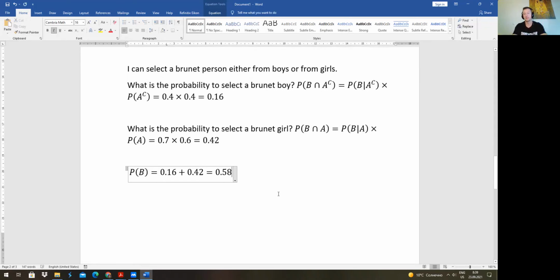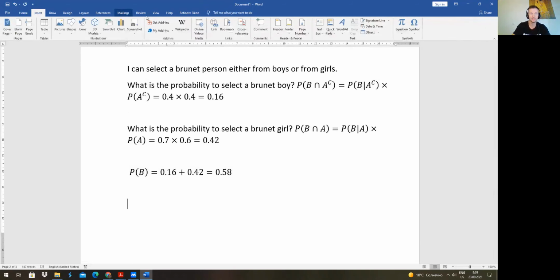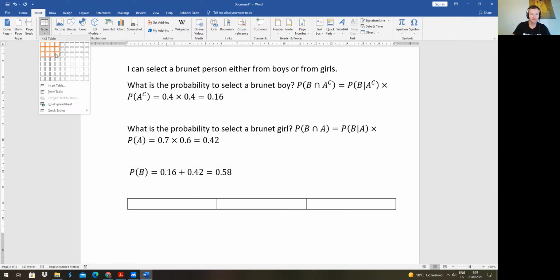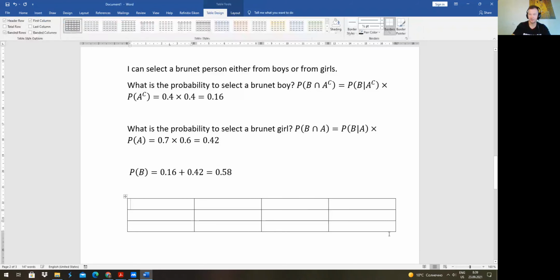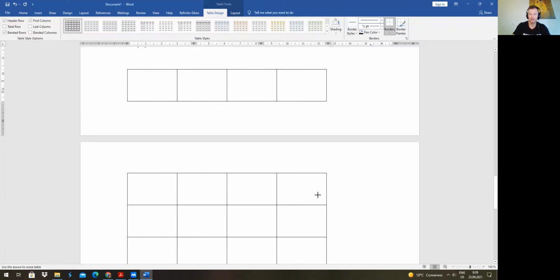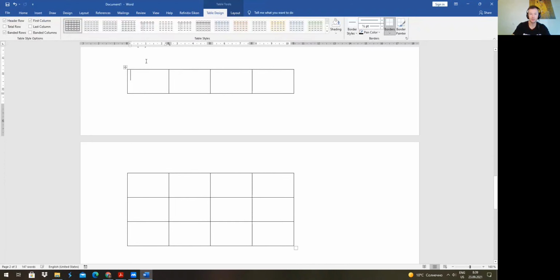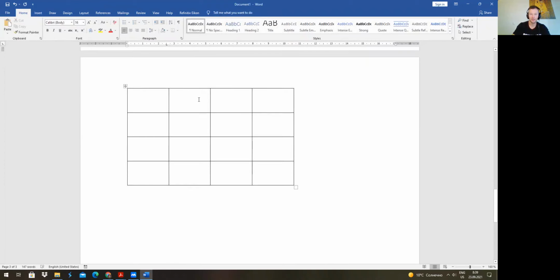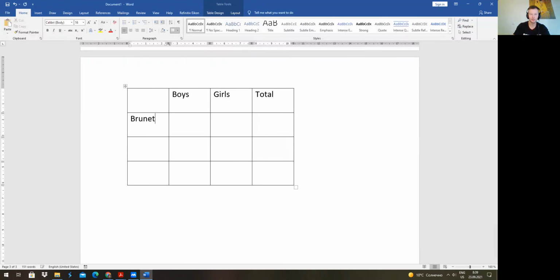Let me give you another representation of this case just to understand it better: that contingency table that I told you about. Let's try to make this contingency table, and let's see how to work with it in this case. Look, we have boys, girls, total. We have brunette, not brunette, total.